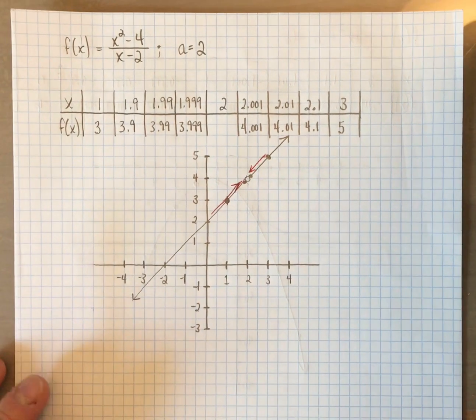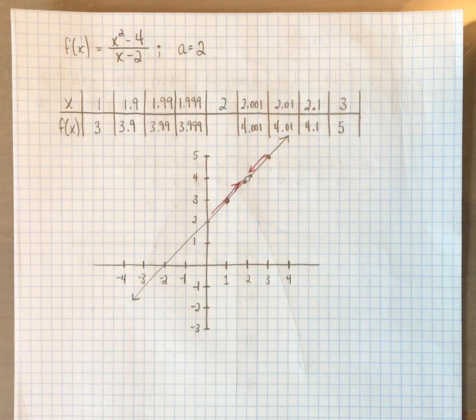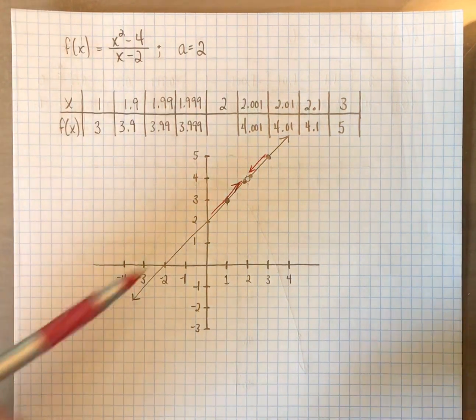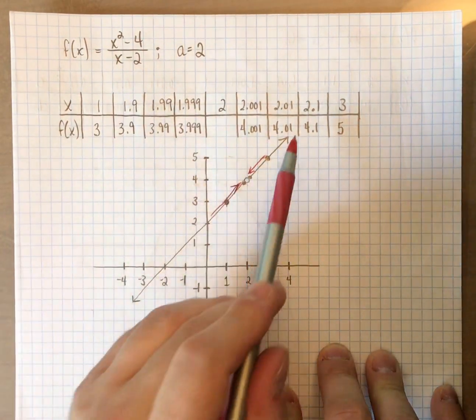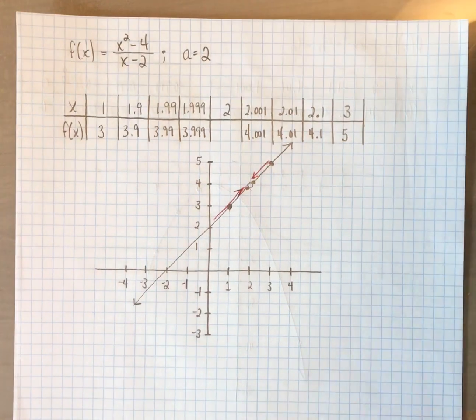The idea of the limit is not to use the target x value itself, but to use the trend of values around it. So as long as we trace from the left side and from the right side, and those 2 arrows come together, then the limit does exist.